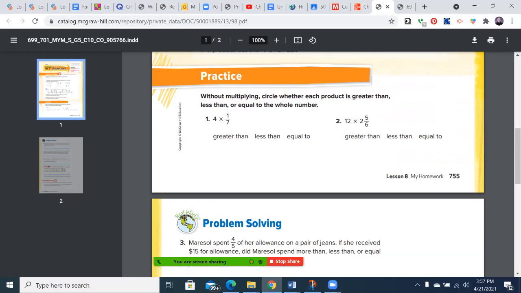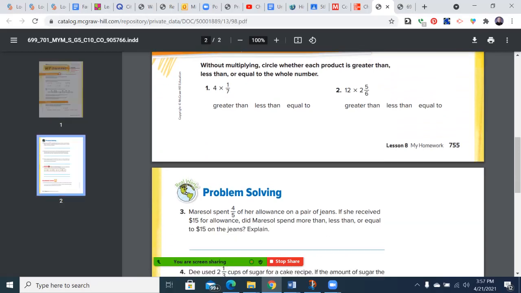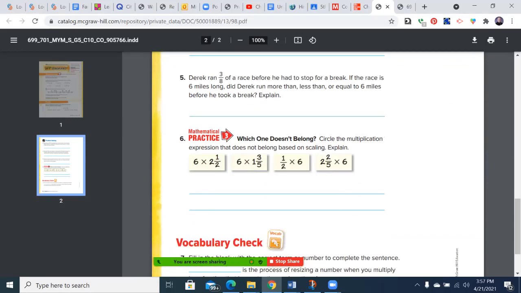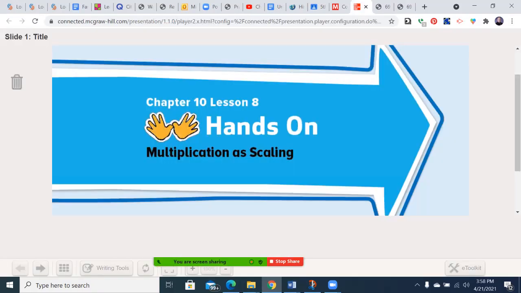On the homework, you're going to be looking at sighting without multiplying, so you don't actually have to do the math. You're going to think of the rules that are talked about in class today and decide if the product of 4 times 1/7 would be greater than, less than, or equal to 4. And you'll do the same on number 2. By and large, what you're going to be looking at is this understanding of scaling: when you multiply by a number greater than 1, your answer gets bigger than the whole number. If you multiply by a fraction that's worth less than 1, aka it wouldn't be an improper fraction, it's going to be smaller.